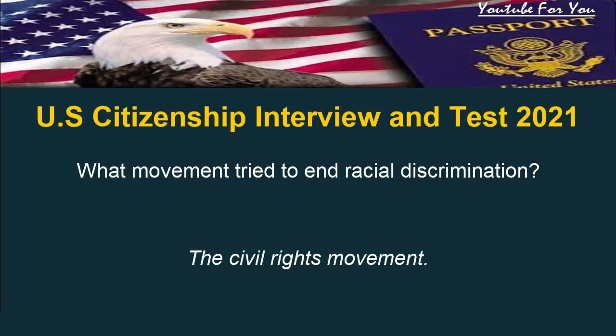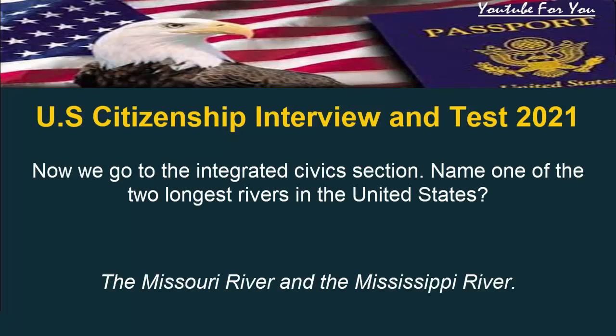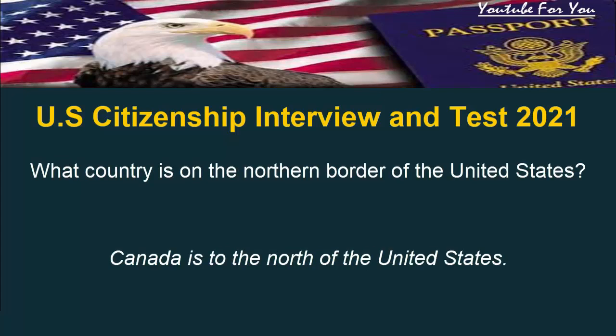The Civil Rights Movement. Name one of the major American Indian tribes in the United States. The Lakota Sioux. Now we go to the integrated civics section. Name one of the two longest rivers in the United States. The Missouri River and the Mississippi River. What ocean is on the west coast of the United States? The Pacific Ocean. What country is on the northern border of the United States?